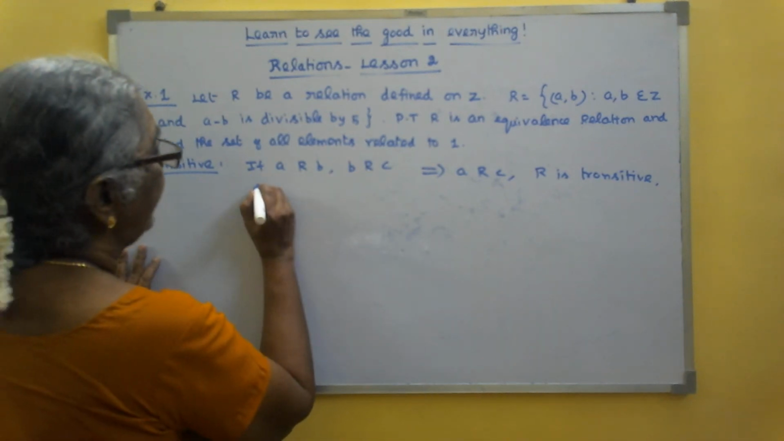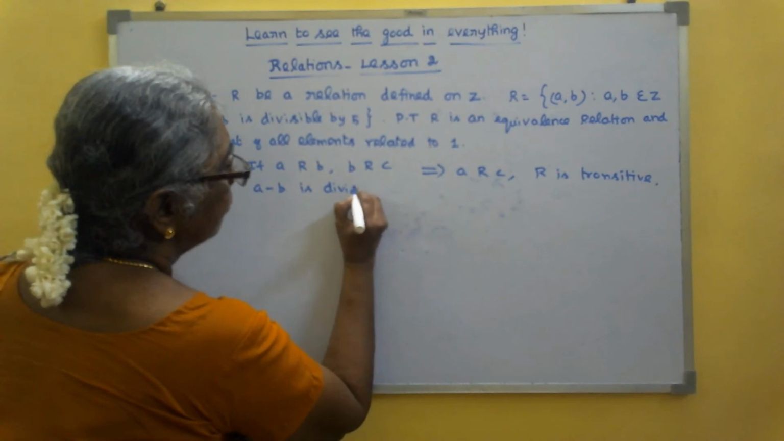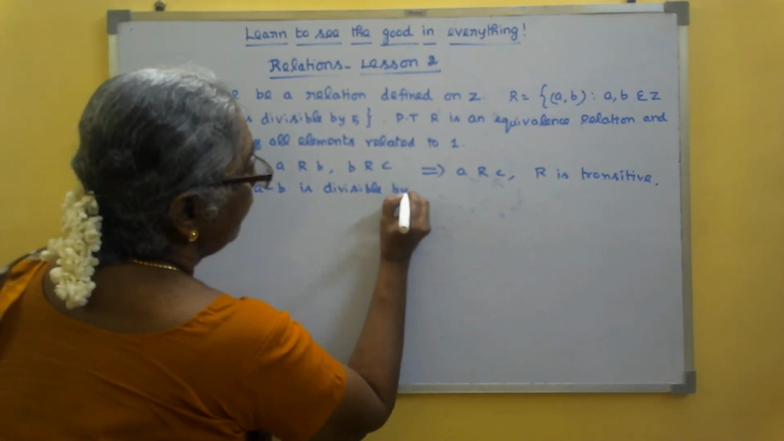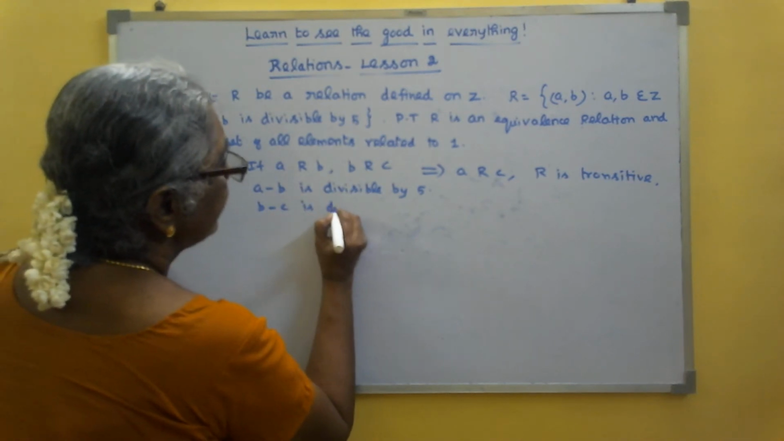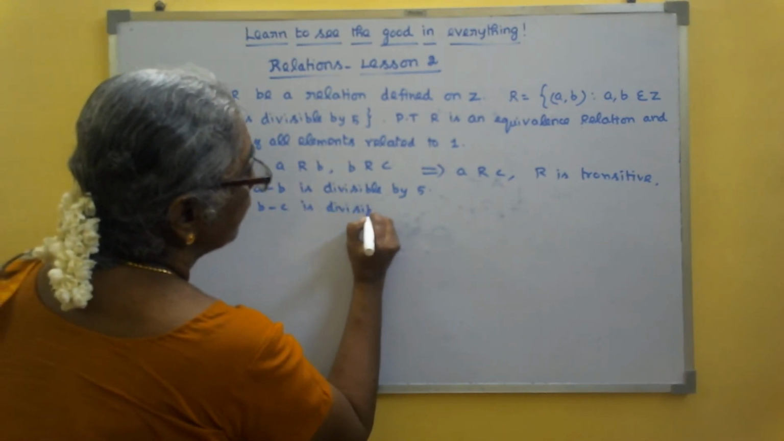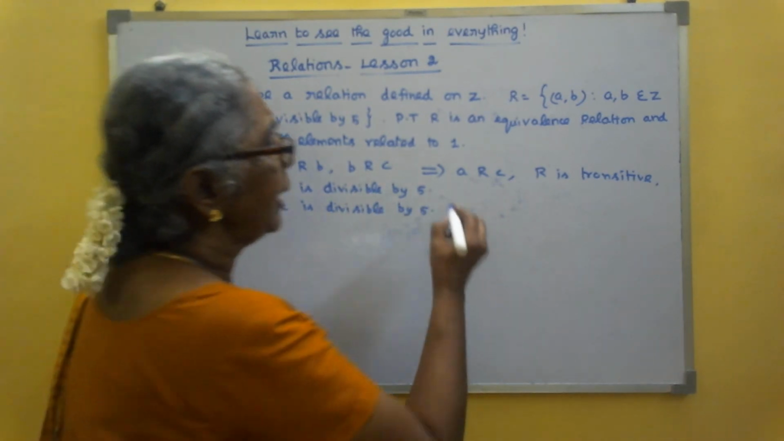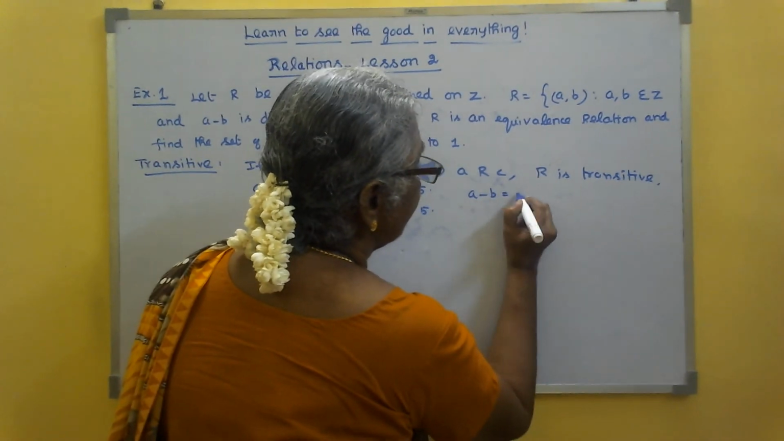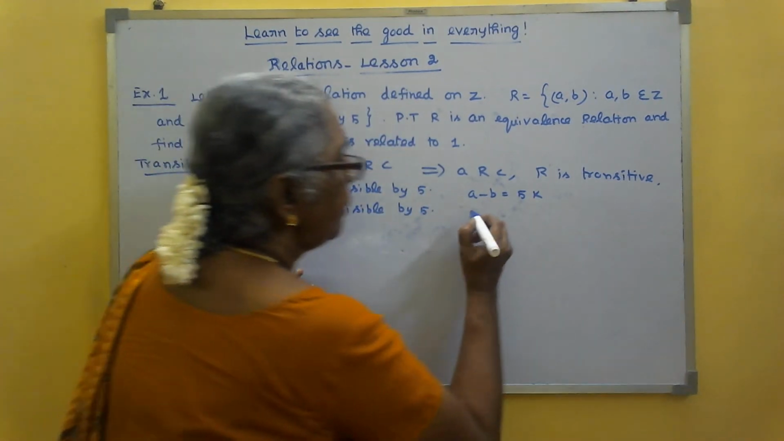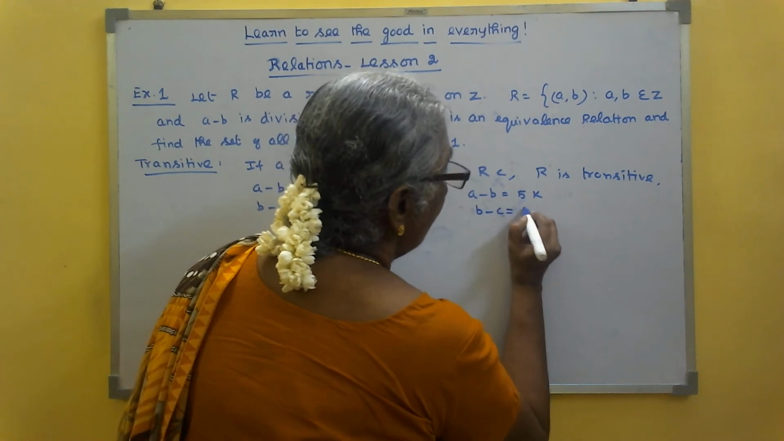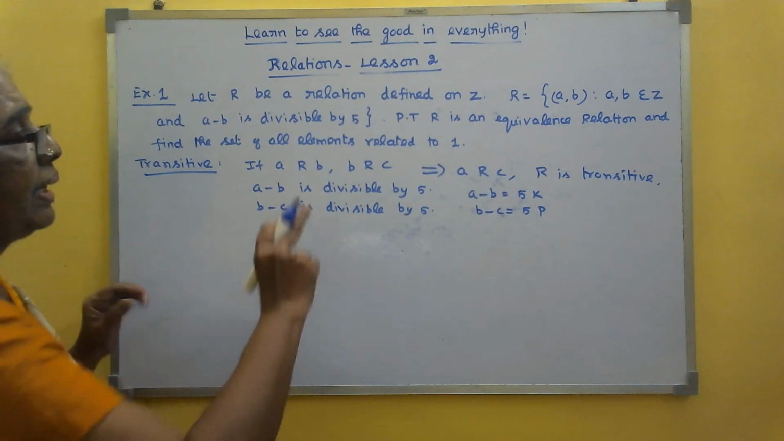So now I will write A minus B is divisible by 5. Then B minus C is divisible by 5. Right. So what do you mean actually? I can write A minus B is equal to 5 into some constant k. I can write B minus C is equal to 5 into some constant p.